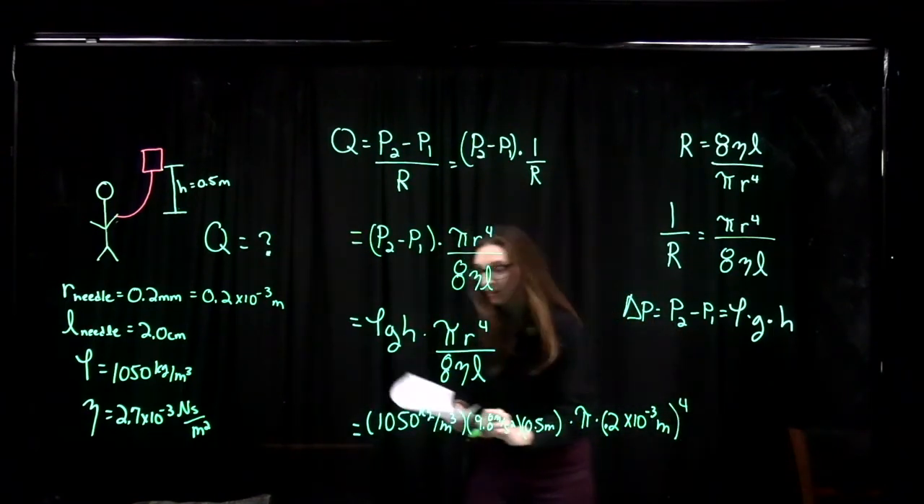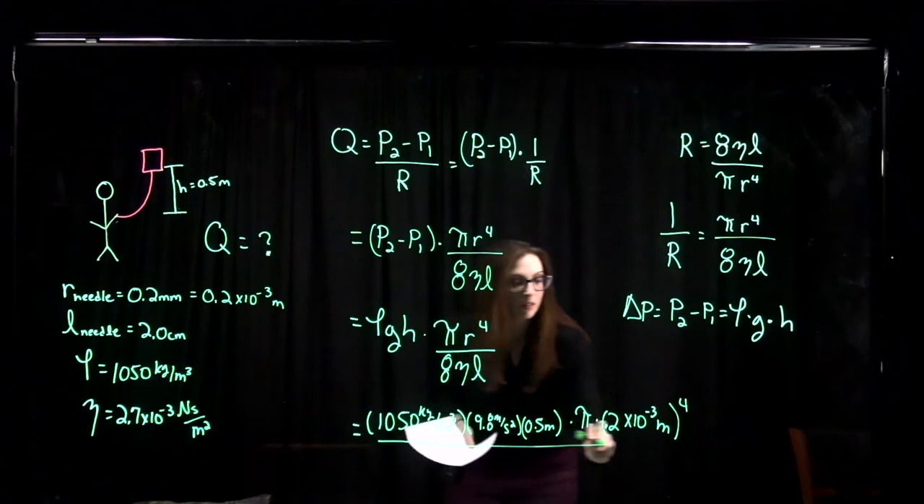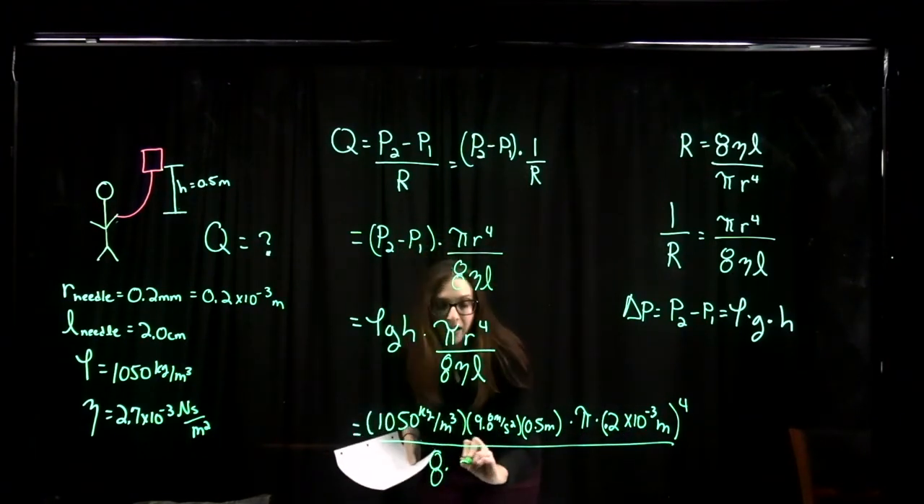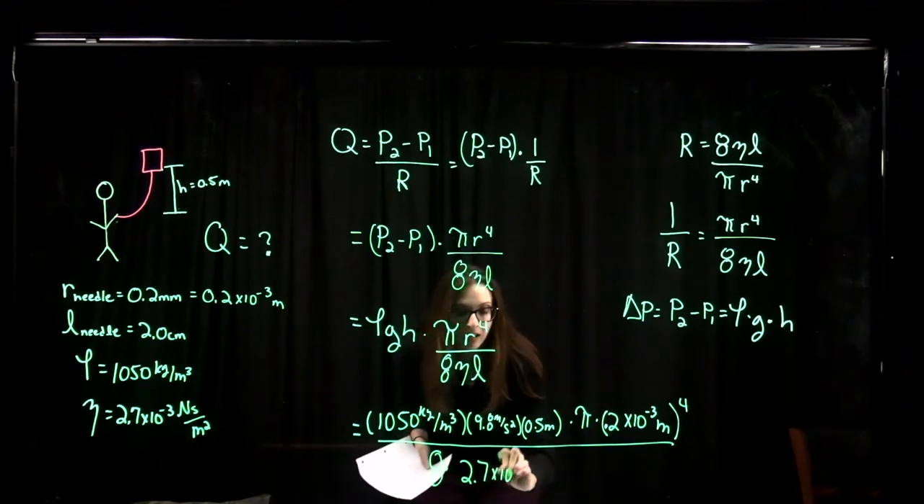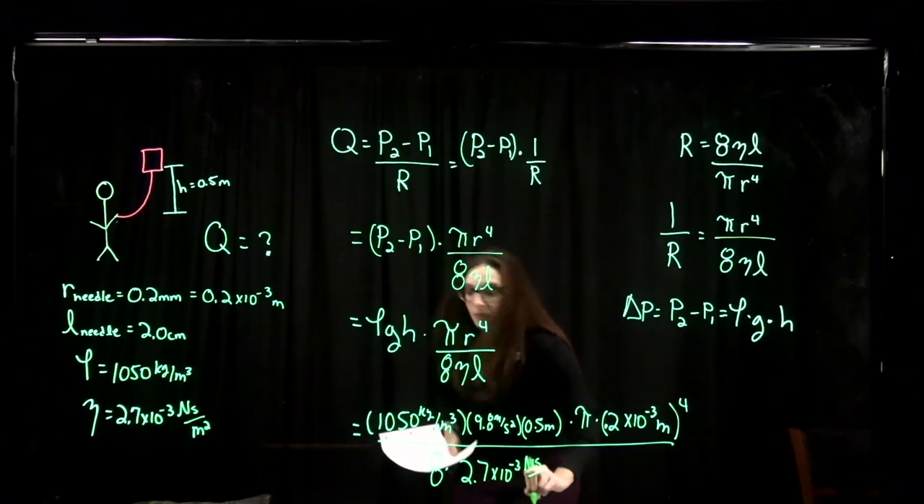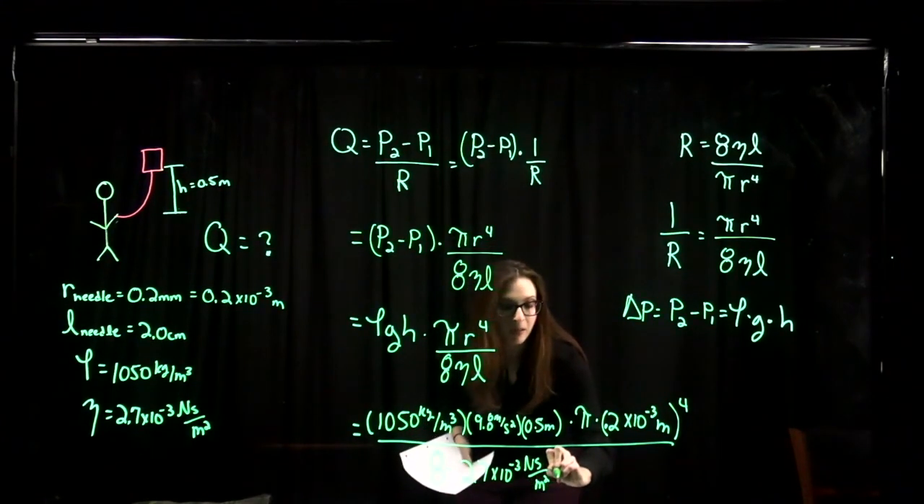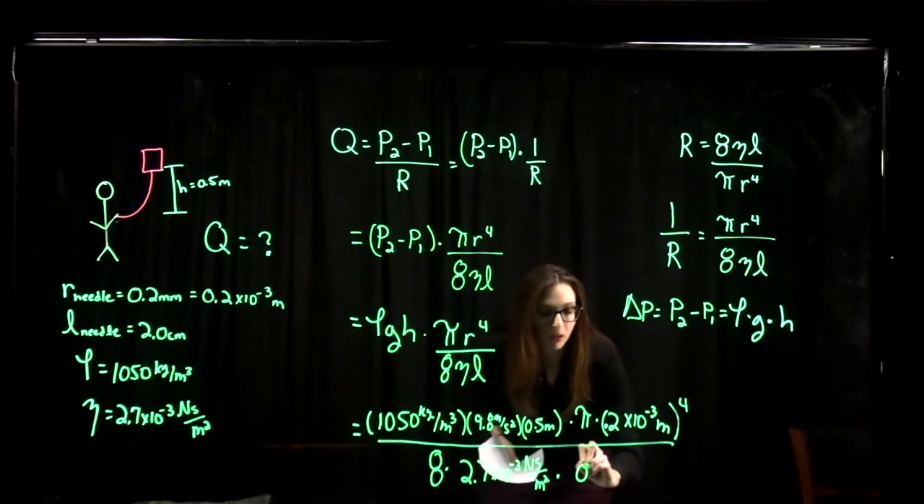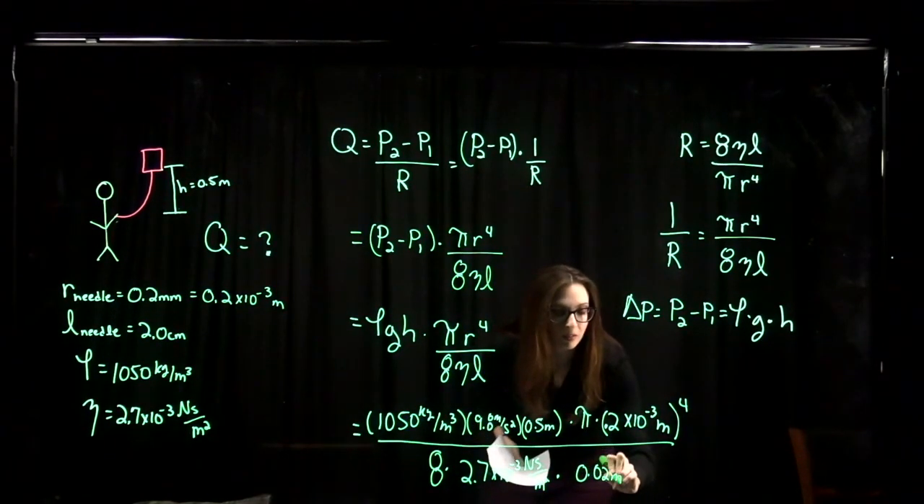And then we divide this whole thing by 8 times the viscosity of our blood, 2.7 times 10 to the minus 3 Newton second over meter squared, times the length of our needle. They gave it to us in centimeters. 2 centimeters is 0.02 meters.